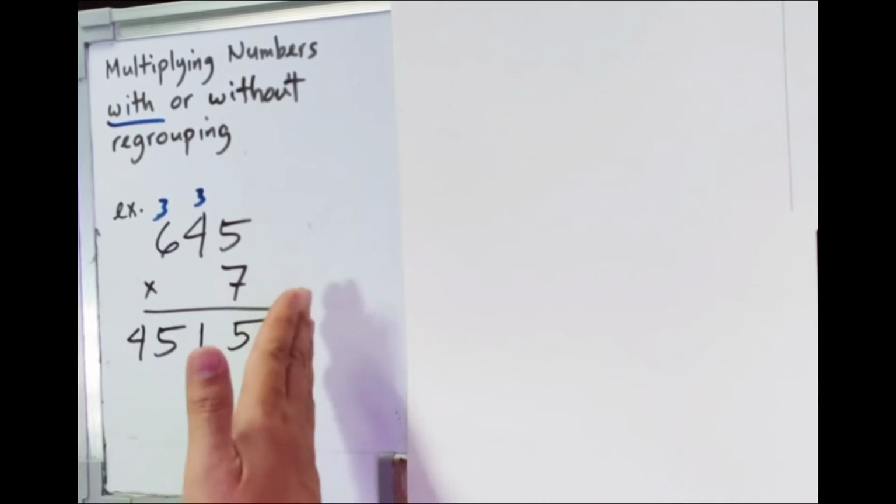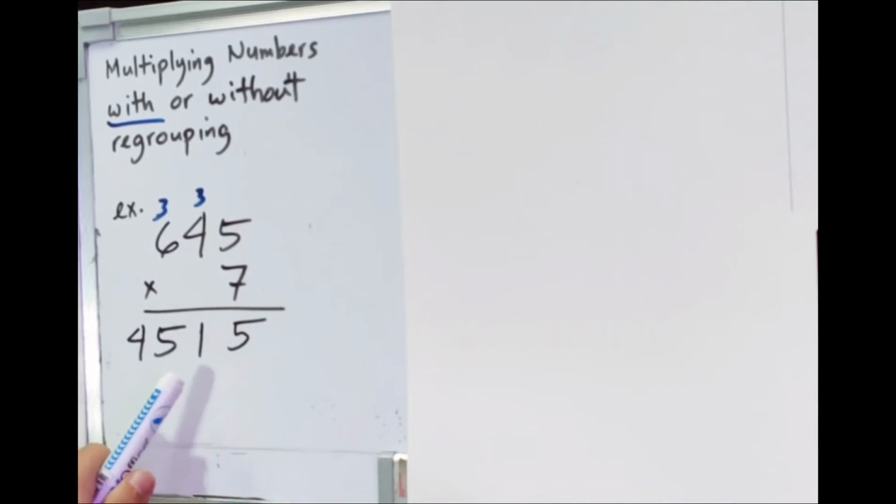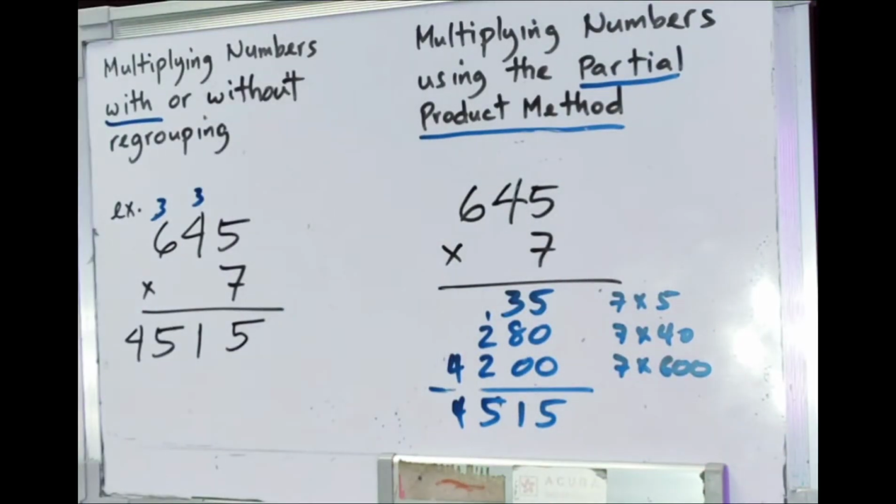So that's the shortest way to do that. So the product is 4,515. Now we do the multiplication using the partial product method. So we expect to have 3 partial products.